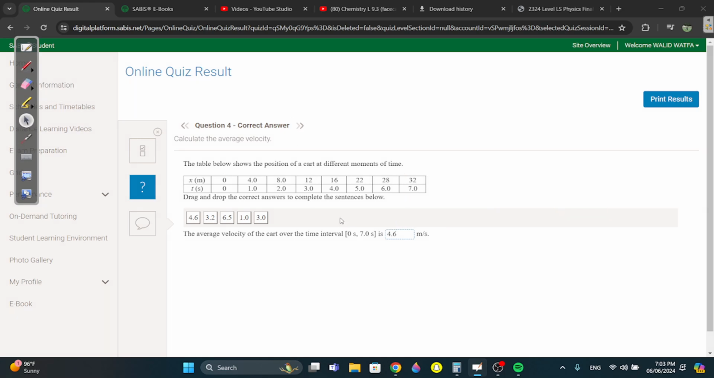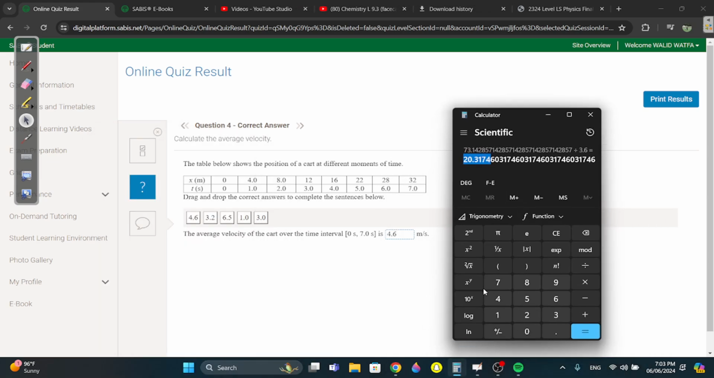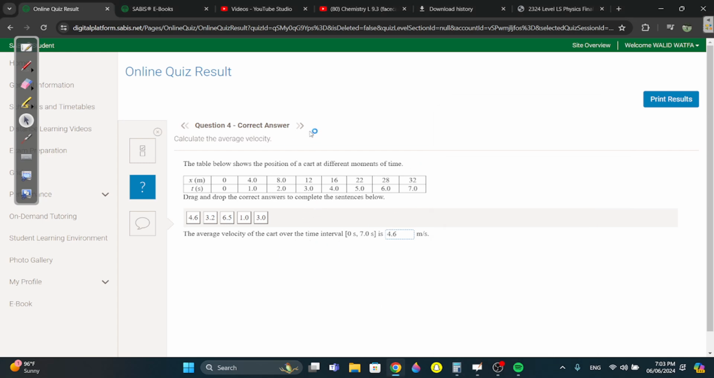Wait, is it? Why is 32 divided by 7 4.6? No, wait, to the nearest decimal point, it's 4.6. Okay, question 5.